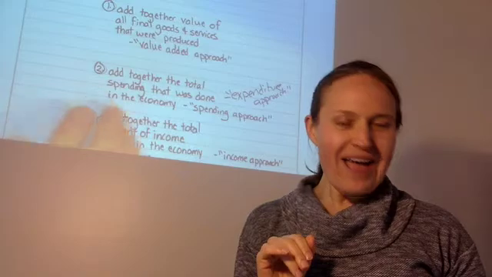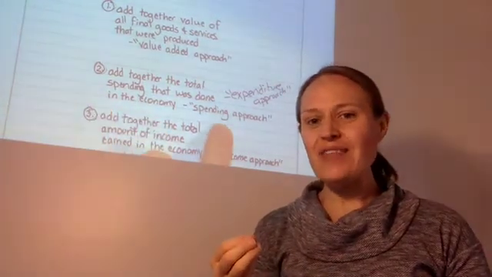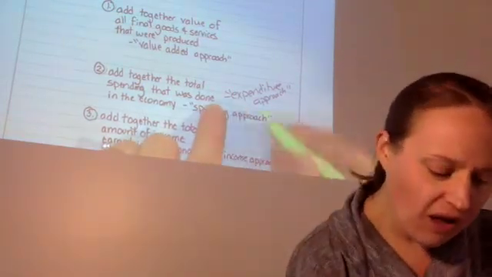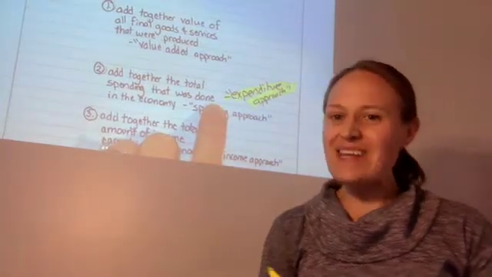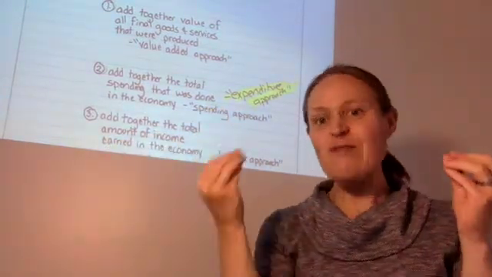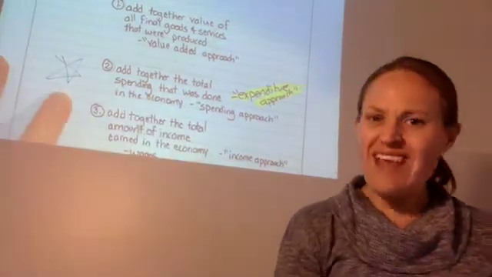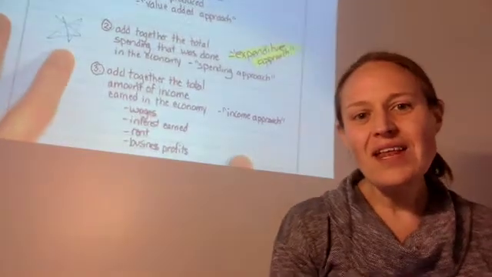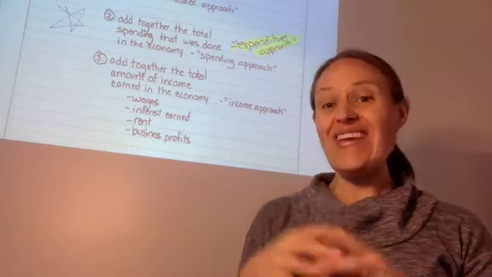I'm not going to test you on the value added approach. And number 2, they add together the total spending that was done in the economy. That is called the spending approach. It's also, write this in your notes, called the expenditure approach. Expenditure means spending, so same thing. And we're going to give this one a star because that's the one we hear about the most.